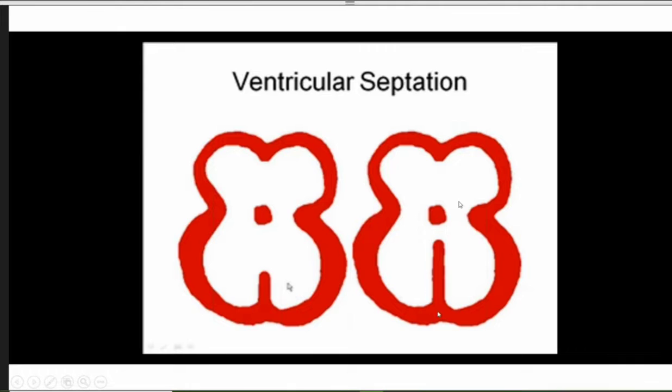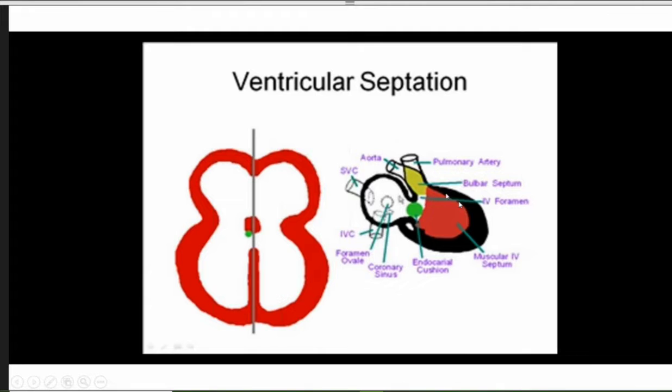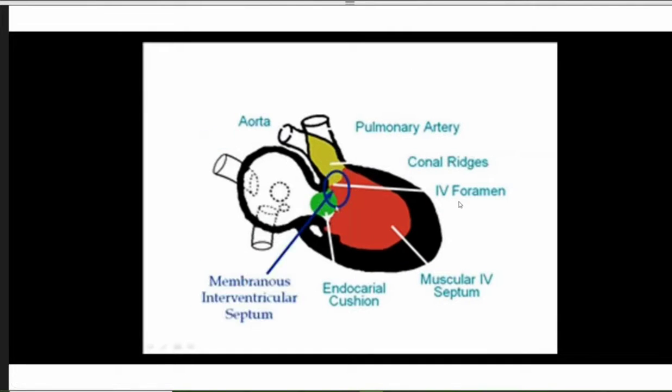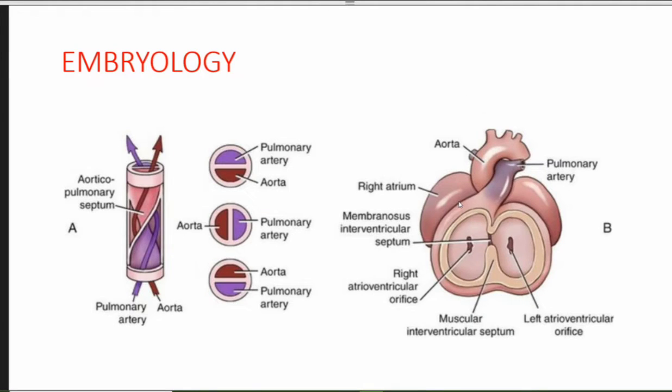So this is the contribution from the free end of the ventricle, and that's the secondary interventricular foramen. This is the endocardial cushion, which gives rise to a component. So you can see the muscular component of the ventricular septum in red. You can see the membranous component in green, and you can see the bulbar component in light green. So these are the 3 components which fuse together to form the interventricular septum. So that's the embryology of the interventricular septum.